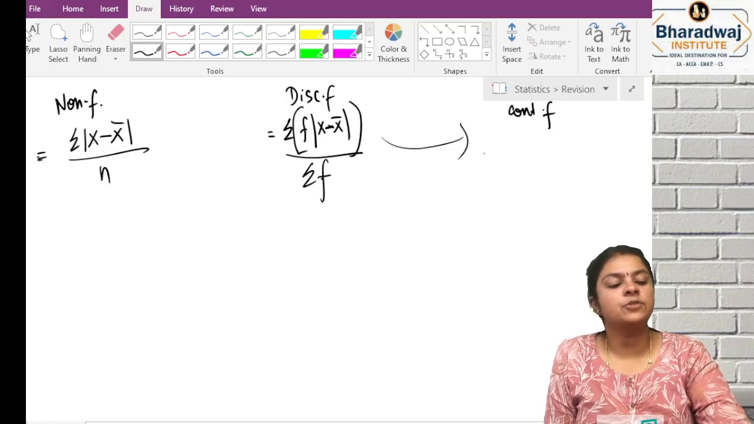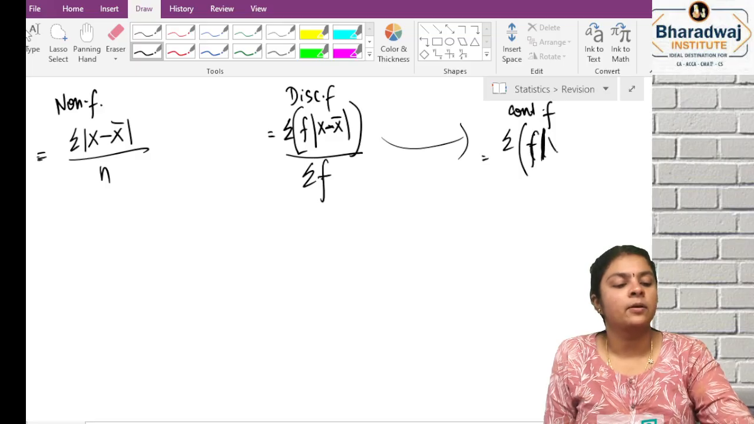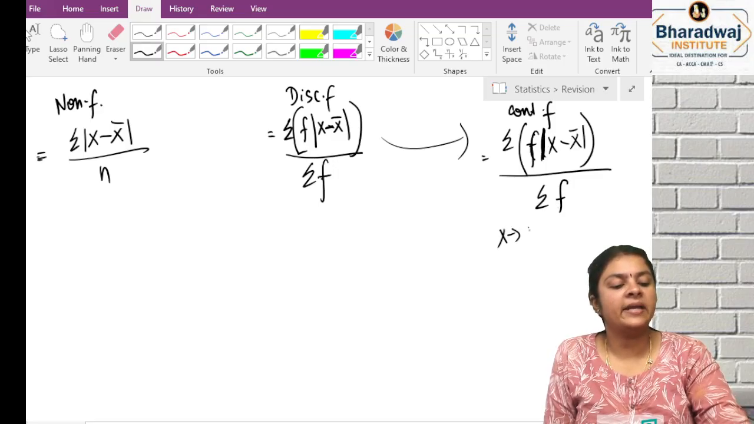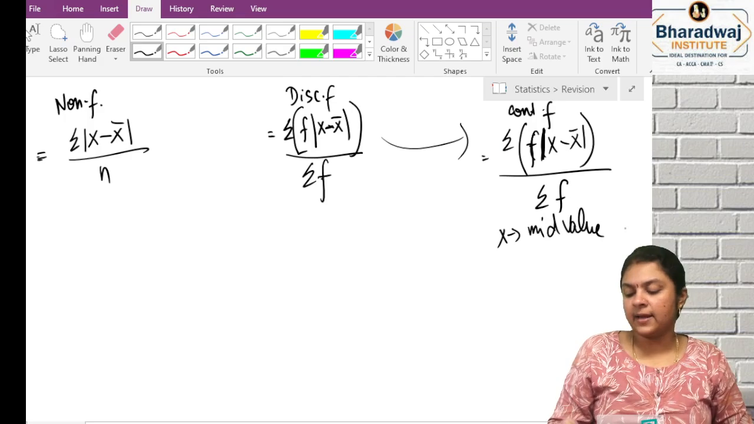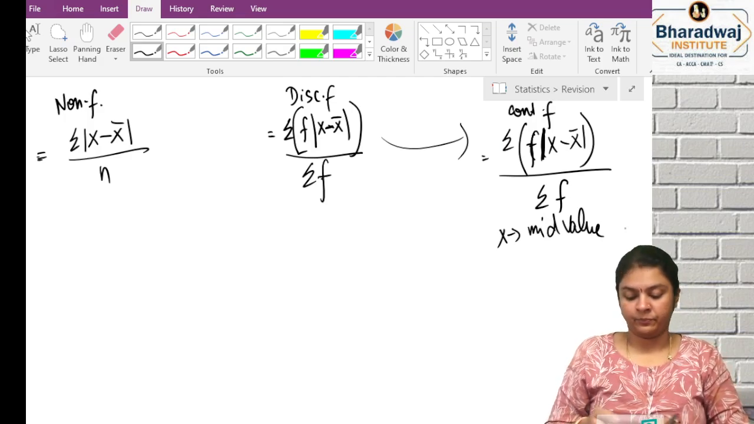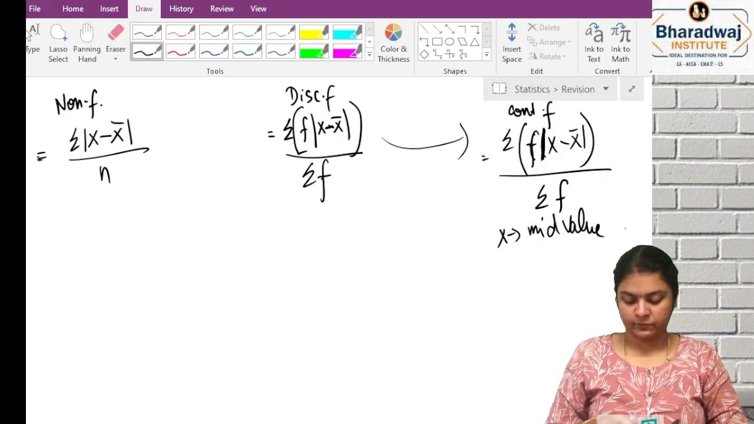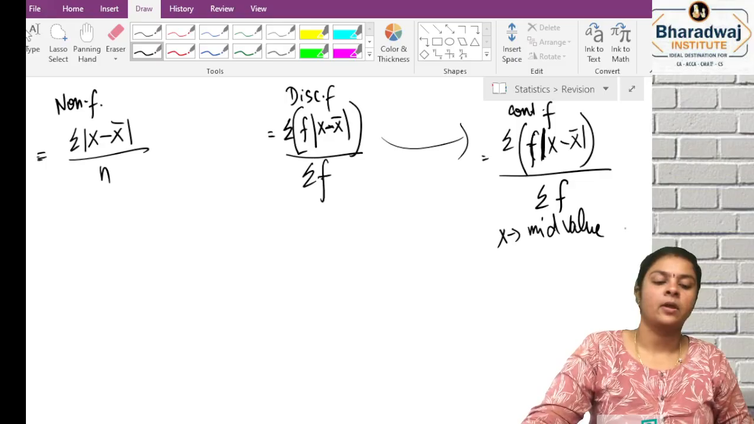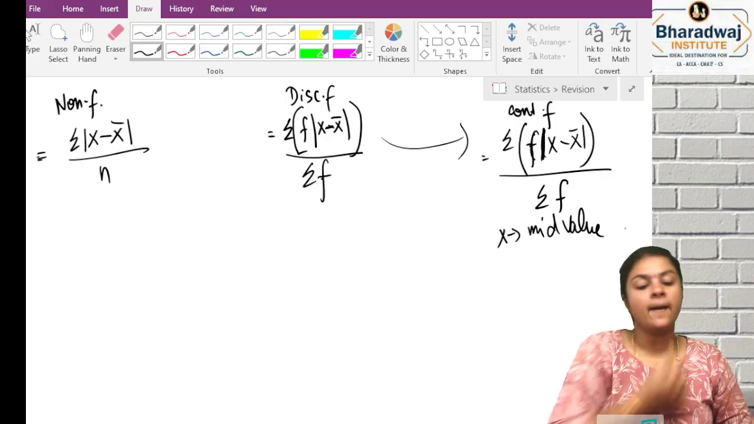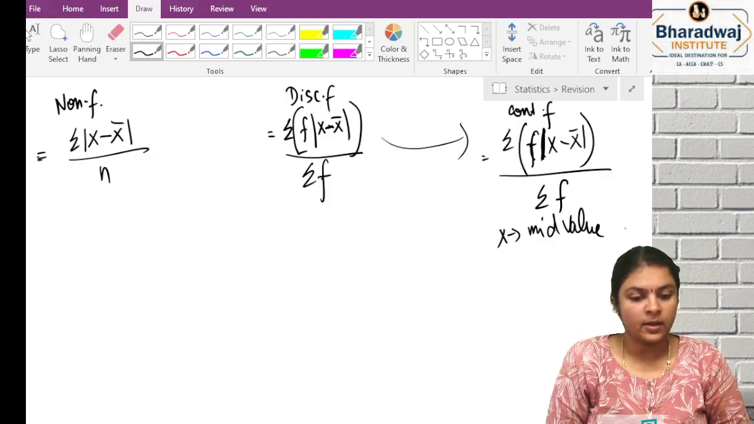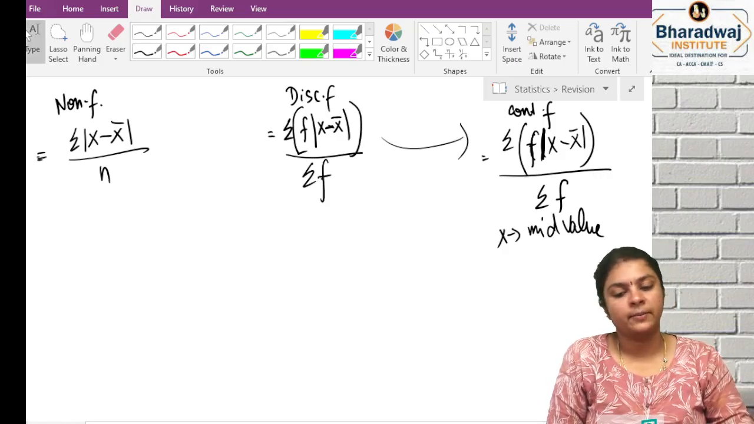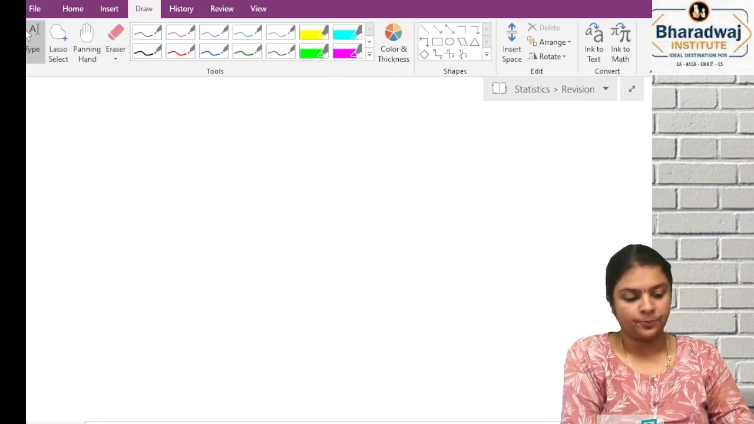Same formula when it comes to continuous: sigma f into modulus of x minus x bar divided by sigma f, but x will be taken as the mid value. Right? So let's do examples on all the three for practice now.